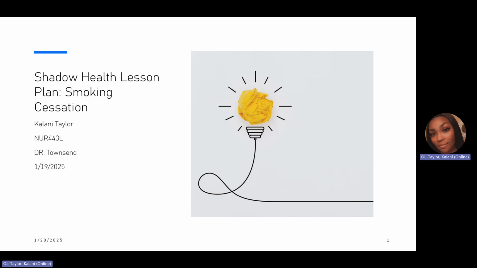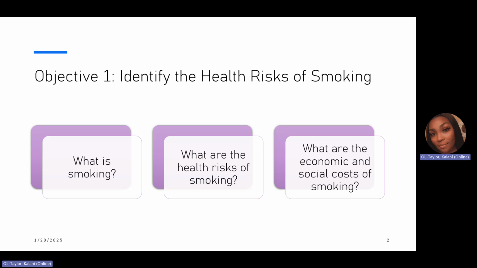In this video, I will be going over a health lesson for Shadow Health community. So the health risks identified, the most important being smoking. So we'll go over objective one, which is identifying your health risks. So what is smoking? We'll go over what the health risks of smoking are and what the economic and social costs of smoking are.